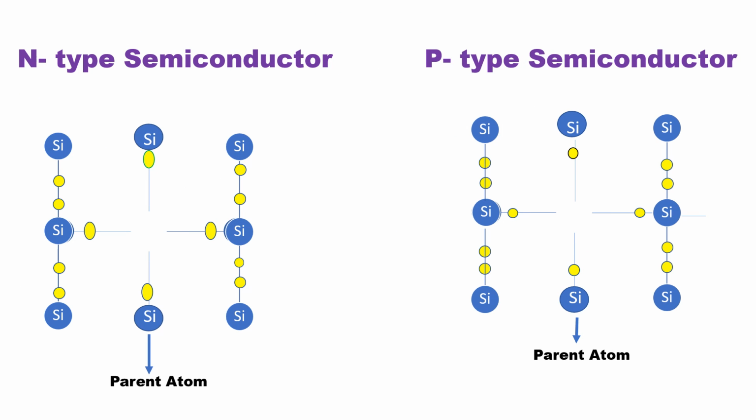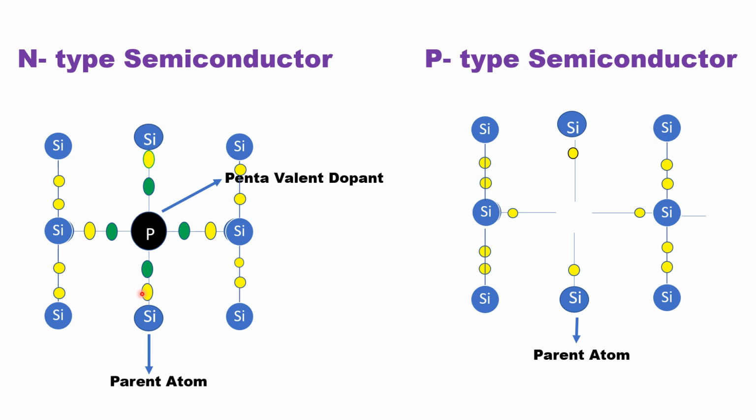Now, let us discuss these two types of extrinsic semiconductor. First, N-type semiconductor. This semiconductor is produced by doping a pure semiconductor like silicon or germanium with a pentavalent impurity element such as phosphorus, arsenic, antimony, etc. As the dopant atom has a size similar to the parent atom, when we introduce it in pure semiconductor silicon, it will displace a silicon atom within the crystal.